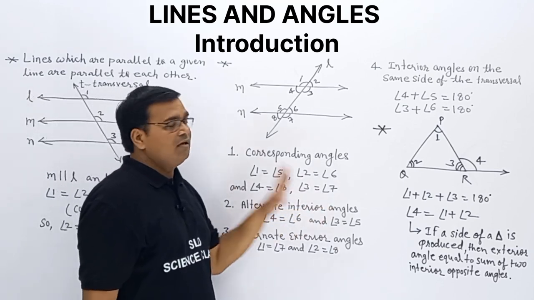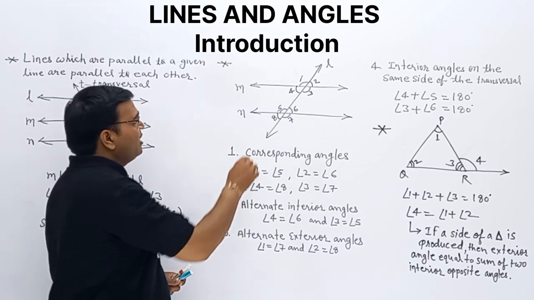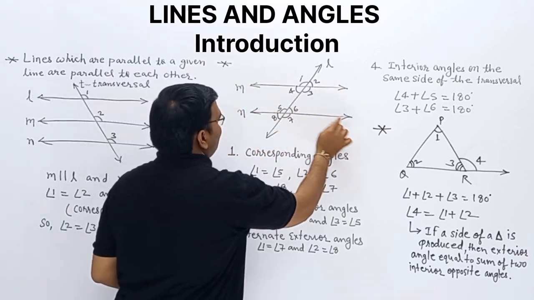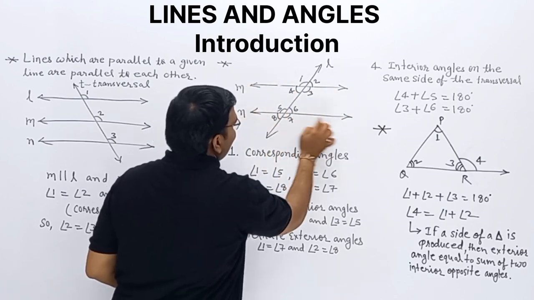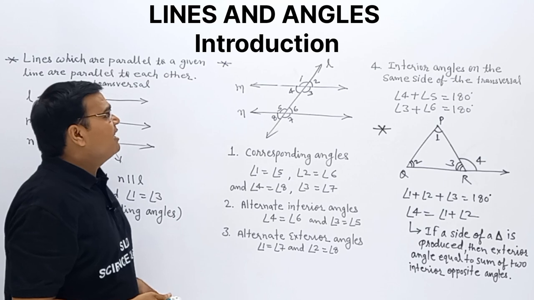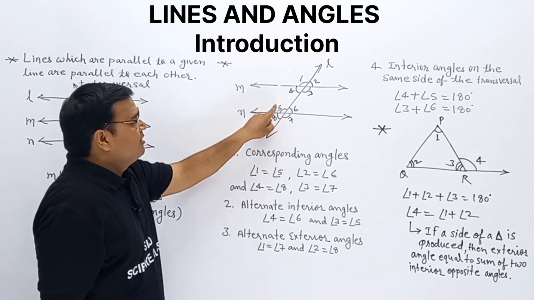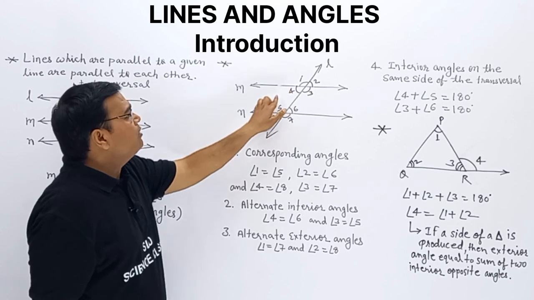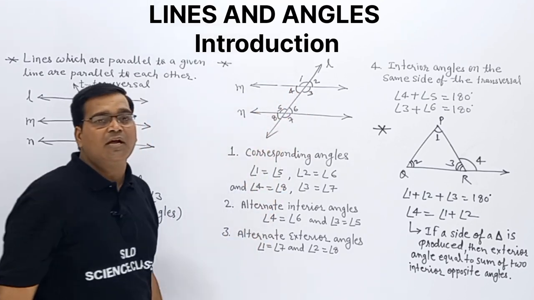Now the next point is alternate interior angles. How do we identify the alternate interior angles? Interior means in between the two parallel lines. M and N are two parallel lines. Now 4 and 5, 3 and 6, 3, 4, 5, 6 are interior angles.